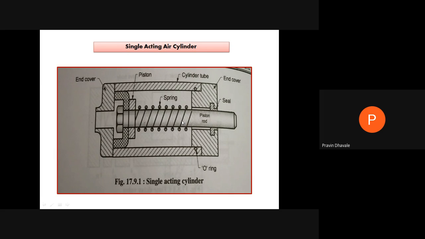Right, so in the case of a single acting cylinder, we are providing one port. It will act as both inlet and outlet port on one side of the piston. So it will be called a single acting cylinder.